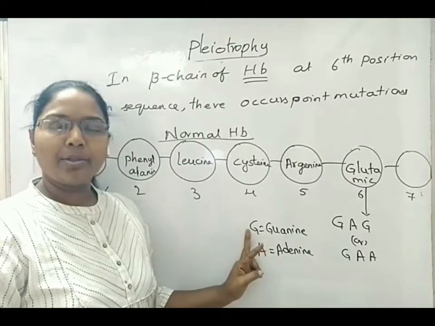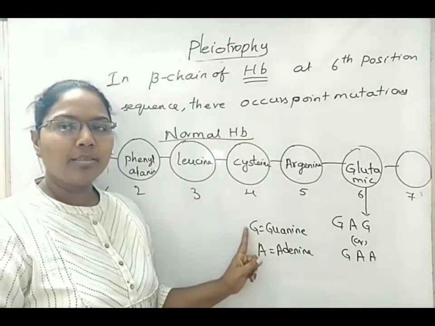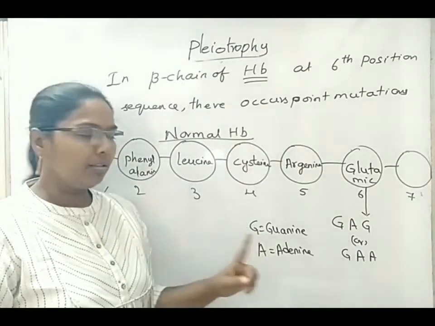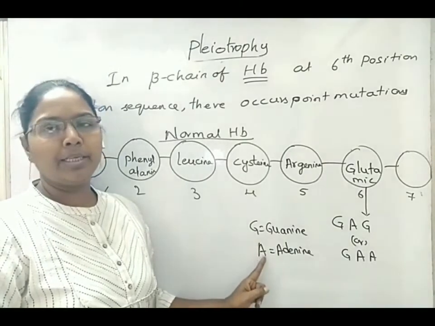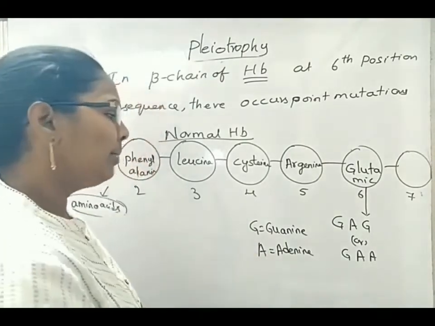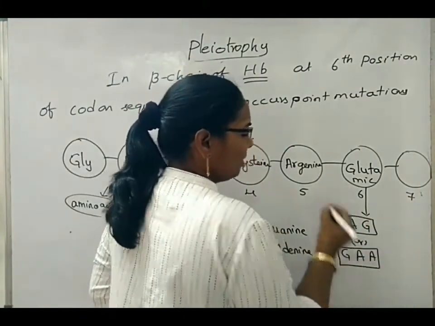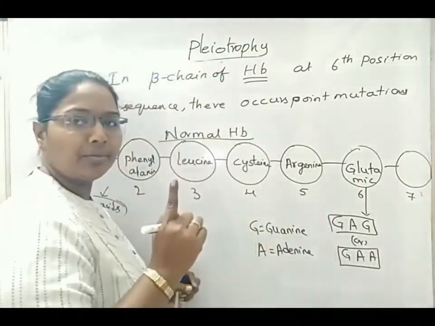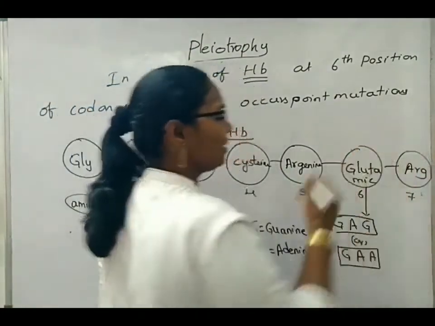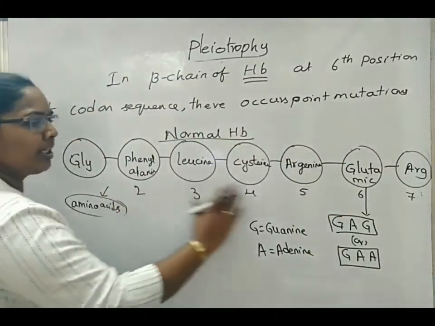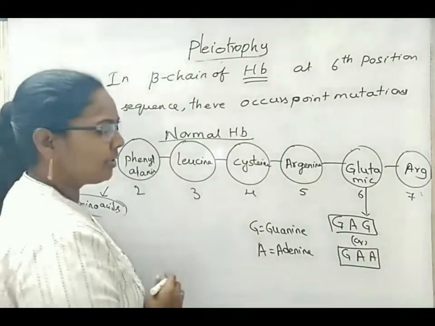This is considered to have 2 rings, so it is purine type, and this one has only 1 ring, which we call pyrimidine. Always we know that purines pair with pyrimidines only. But here the codons GAG and GAA, all of them together are coding for one amino acid, that is glutamic acid. Suppose the 7th one is arginine. There is no change in any other amino acid, but only at the 6th position there will be a change.